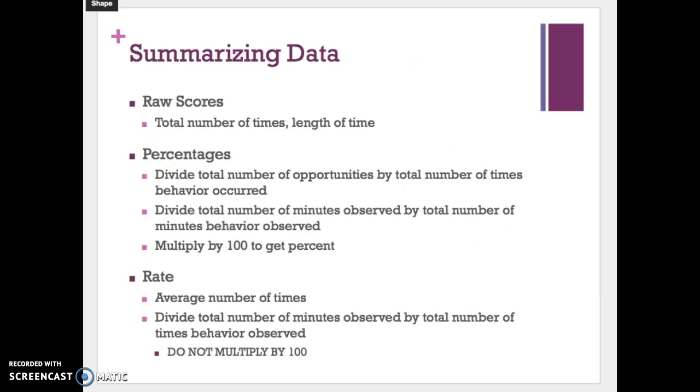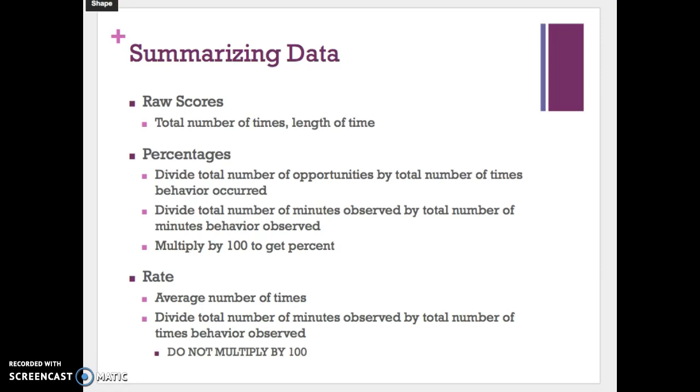So when we go to summarize the data, we have a few different ways we could do this. We could use raw scores, so number of times or length of time. So for instance, the behavior happened 3 times, okay? That's pretty easy. We could also use percentages, and to do this, you divide the total number of times the behavior occurred by the total number of opportunities. So say the behavior occurred 3 times, so you divide that by the total number of opportunities. We'll just say there were 4 opportunities.